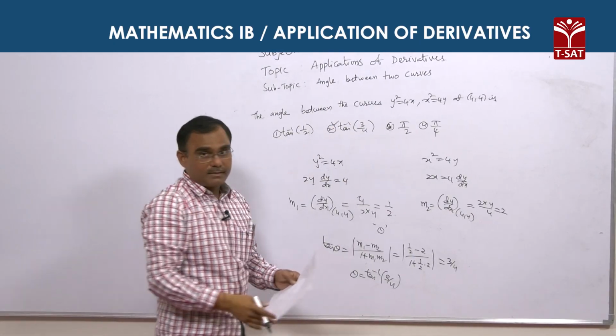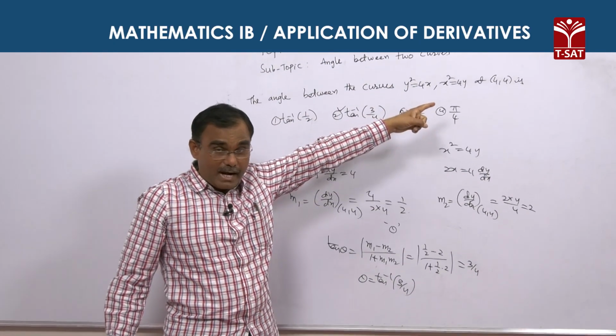Right. So given two curves, we find the angle between them at the given point.